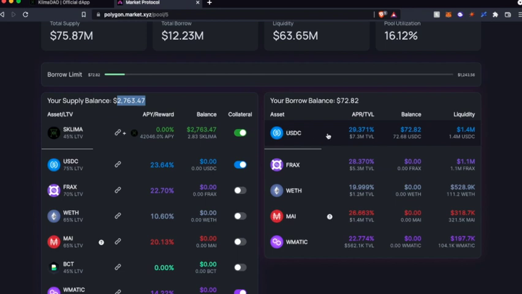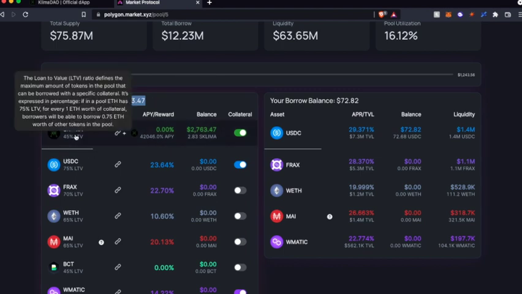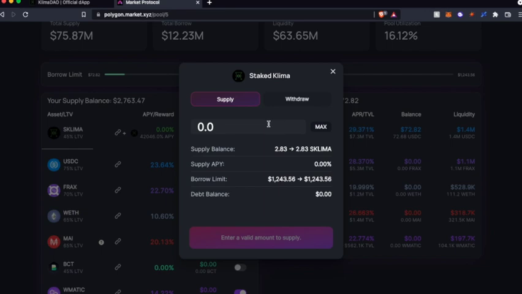Now you can take a loan from any of these assets, but I prefer USDC. The reason being, if you take a loan in Matic, then there are two variables you'll always have to look at. The Matic price keeps fluctuating, as well as the Klima price. So you don't know where your liquidation is, and it might liquidate your position at some point if you're not careful. So step one, I have taken my staked Klima and provided it as collateral.